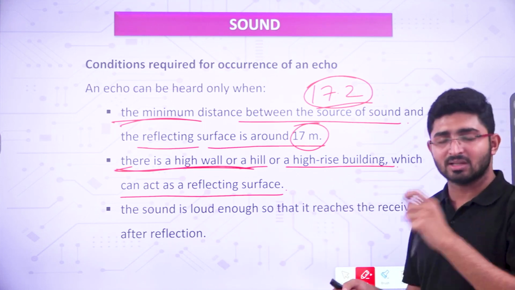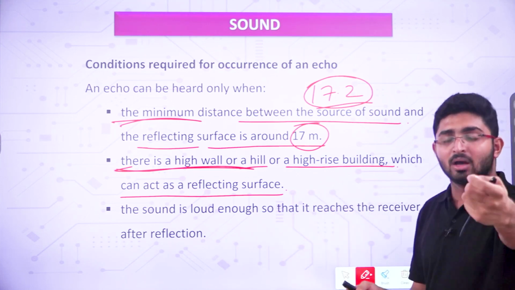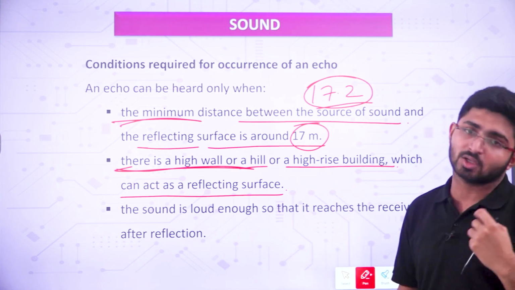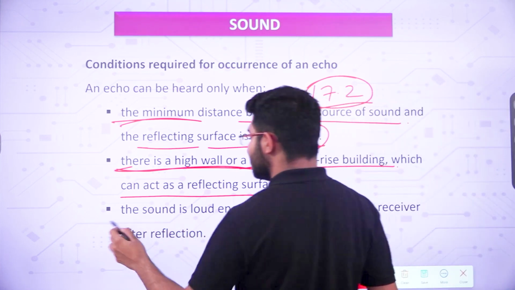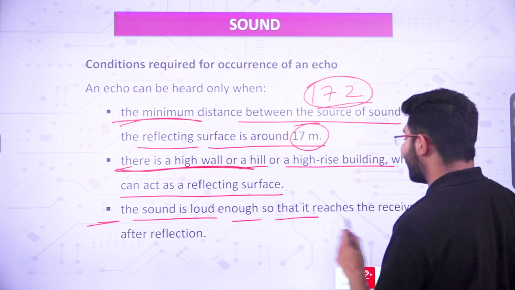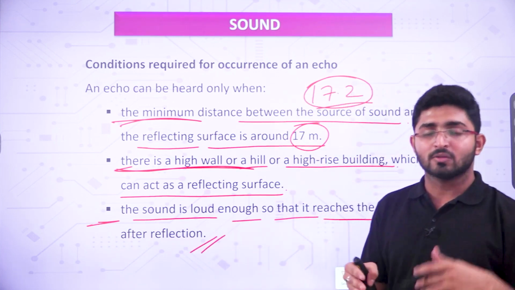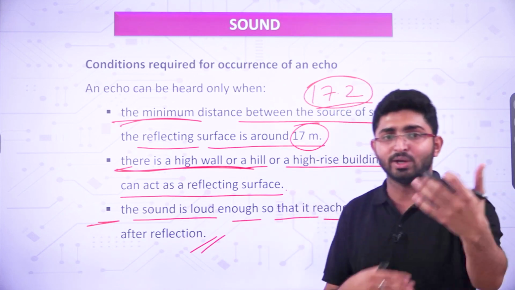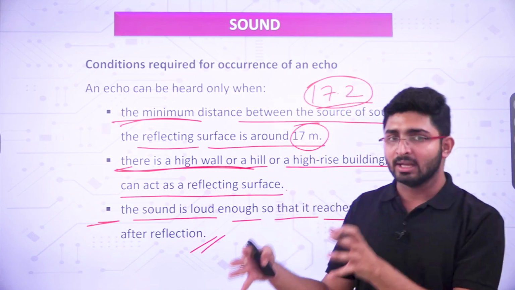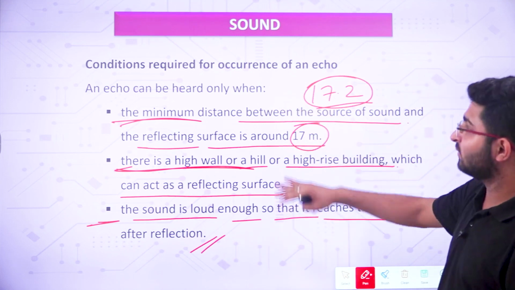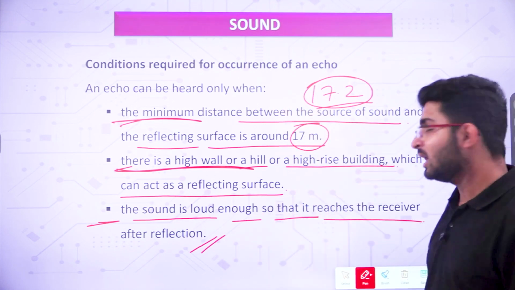There must be an object which can echo your sound, which can produce the reflection of your sound. Then the next one is that the sound is loud enough so that it reaches the receiver after reflection. The sound should be loud enough so it can be received and get back to you to produce an echo. So these are the basic conditions for the production of an echo, right?